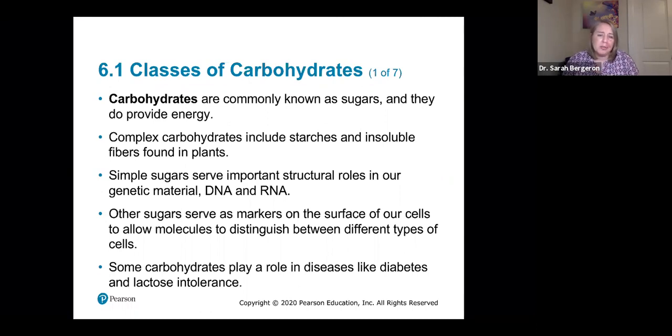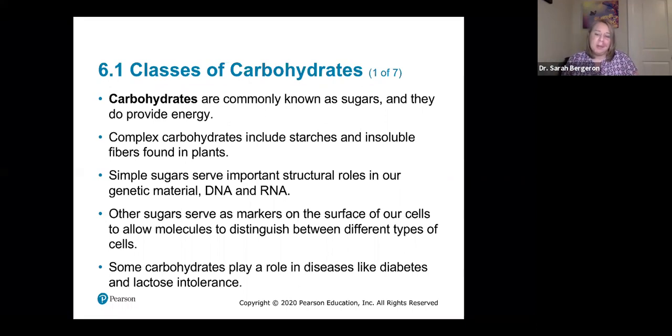Our complex carbohydrates are things like starches and a lot of insoluble fibers that we find in plants. Our simple sugars provide a lot of really important roles inside of our cells. They provide part of the backbone of DNA, our genetic material, DNA and RNA. And other sugars are sitting on the outside surface of our cells, kind of sticking out, and they let our bodies recognize this is our cell versus maybe a bacterial cell. So they're markers that sit on the surface of our cells and say, this is me, it's Dr. B's cells, or it's not, it's foreign, you can go ahead and kill that.